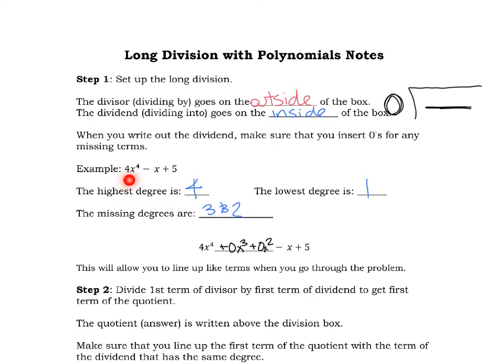So for example, if you have 4x to the fourth power minus x plus 5, we're missing a few degrees here. The highest degree is the 4, so I'm looking at x to the fourth power. And then the lowest degree, which is our plain numbers basically, or our x, is 1. So I'm missing the degrees of being raised to the third power and being raised to the second power. So when I rewrite this problem, I would have 4x to the fourth plus 0x to the third plus 0x squared, and then minus x plus 5.